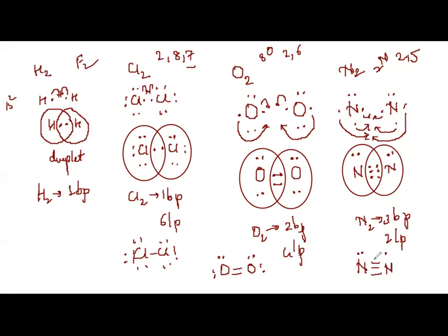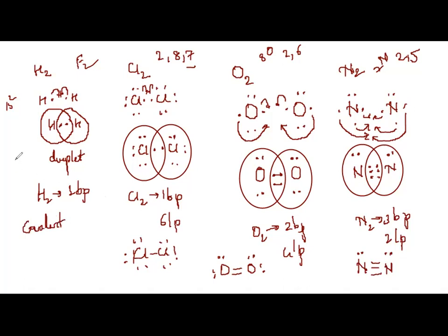Correct? So 1 bond means what? 1 bond pair means 2 electrons. 2 bonds means 2 pairs of electrons. 3 bond pairs means 3 pairs of electrons. All these are examples of covalent bonds. What is a covalent bond? A bond formed by mutual sharing of electrons between the 2 combining atoms, equal sharing, is called a covalent bond.